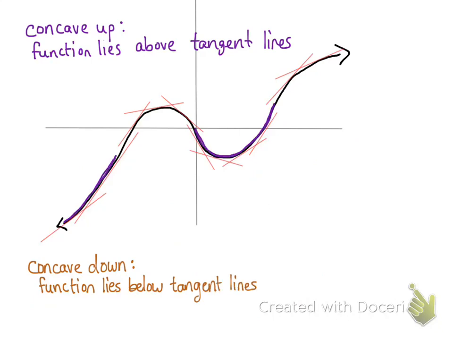So you can see there's two sections of graph here that are above the tangent lines, and I've shaded those in purple. Those are concave up. And there's two sections of graph where the graph is below the tangent lines. Those are in brown. That's concave down.